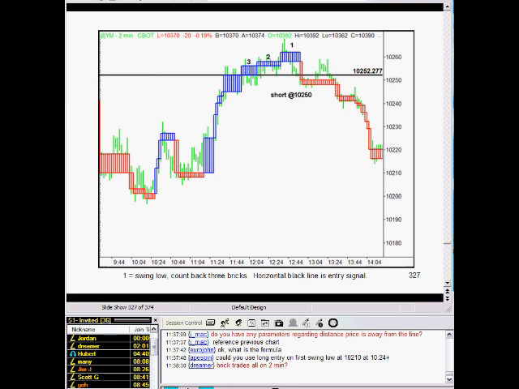This is our signal line right here. The black bar is my signal line. The red brick has to break below it. When that brick breaks below it, when that brick closes, price action could be somewhere else, but I still have to enter. I have to give this brick time to close. As soon as it closes below the black line, then I can go short. Okay?